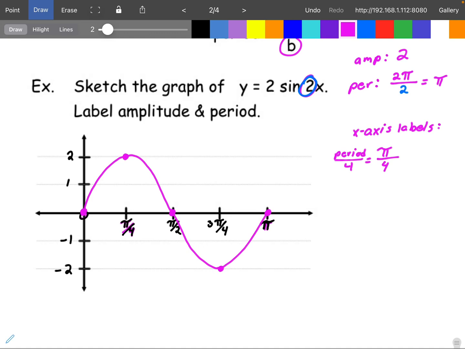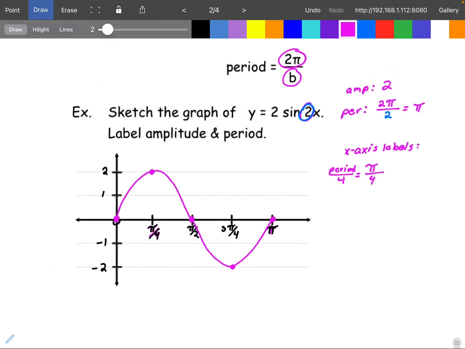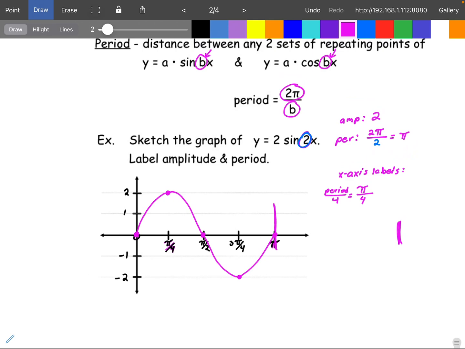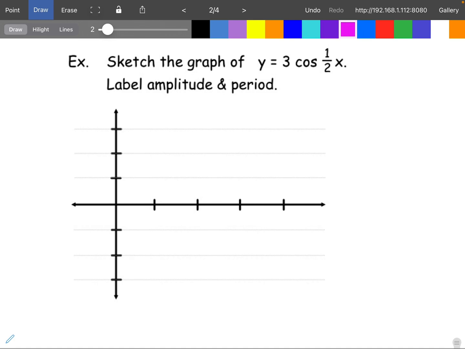All right, so I have basically done a horizontal compression because the normal function would have gone out here to 2 pi. However, mine only goes to pi. So that's what we call a change in period. Then we've also done our amplitude change, and that's it. All right, so amplitude and period, and then we have our graph. Great. All right, let's look at another one using cosine.